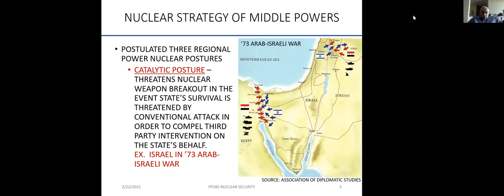So catalytic posture: threatening nuclear weapon breakout in the event a state's survival is threatened by conventional attack in order to compel a third party intervention on the state's behalf. This was trying to get the US to intervene. The US did provide arms reinforcements to Israel, but did not physically intervene with any troops of its own. Look at this catalytic posture. Next.